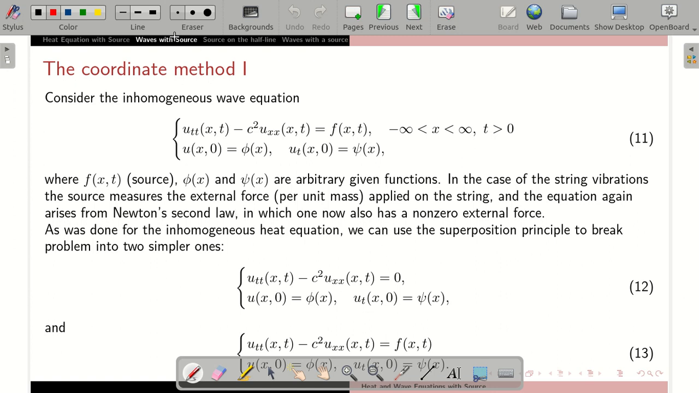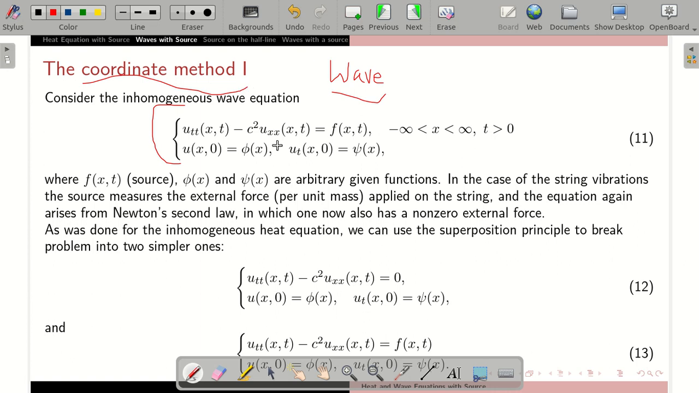So next is the wave equation with source. There are 2-3 methods, and they are quite similar, so I'll describe them one by one. The first method is the coordinate method, which uses the canonical form of the wave equation that you know from earlier.